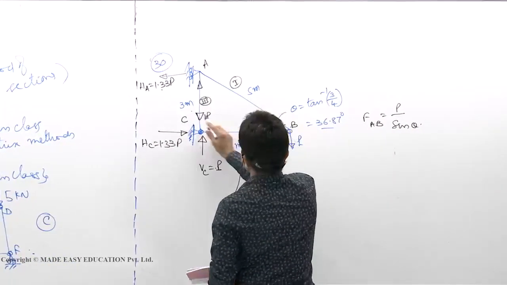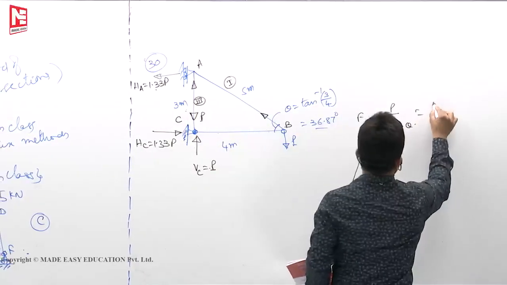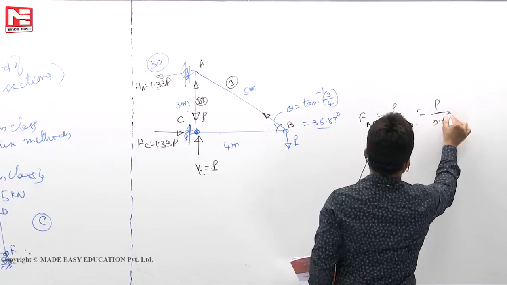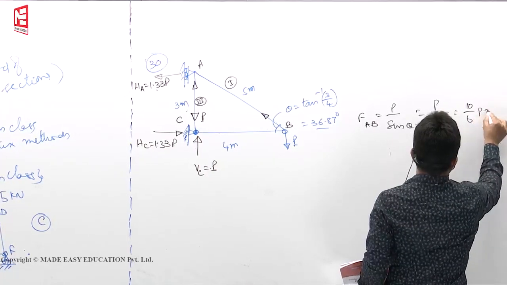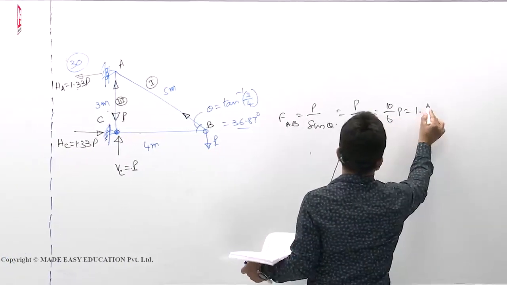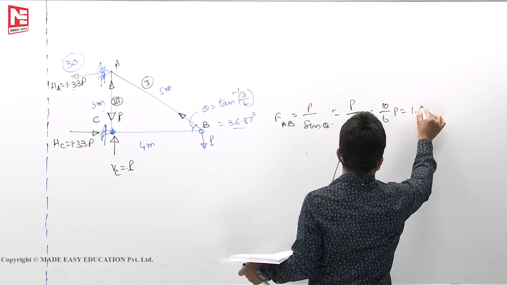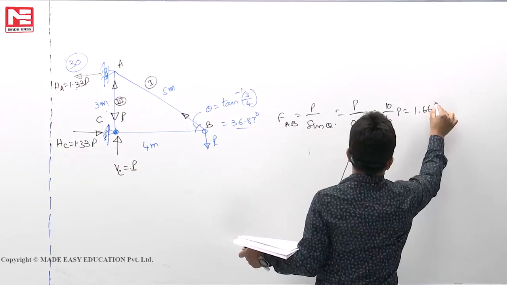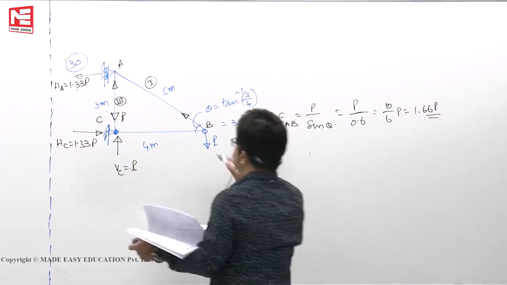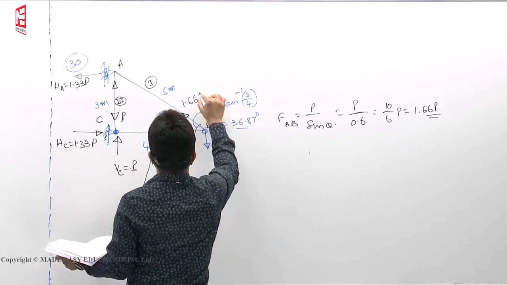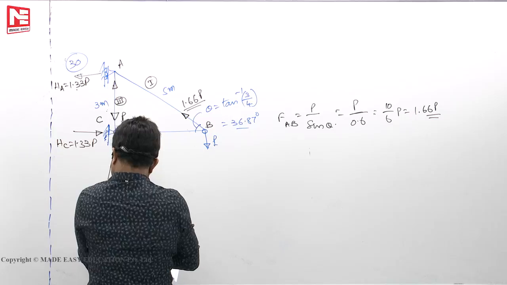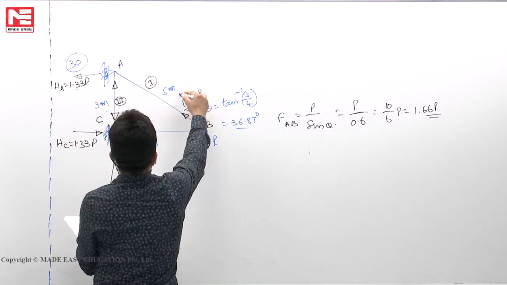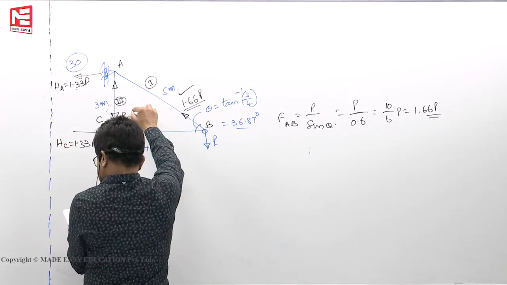P by sin theta means 3 by 5.6. So P by 0.6, so 10 by 6 means 1.40 means 1.66P. So FAB is 1.66P. Let us see, with 2 it will match. So 1.67P, first member, third member is P.